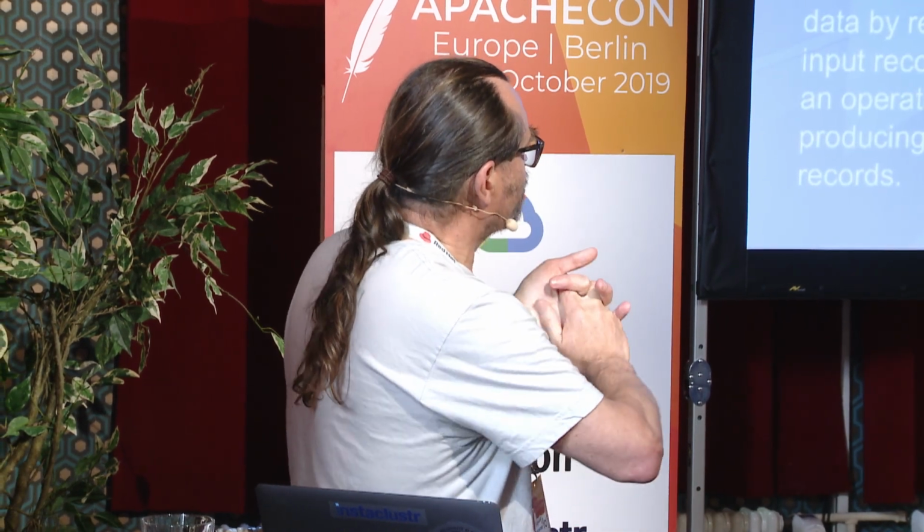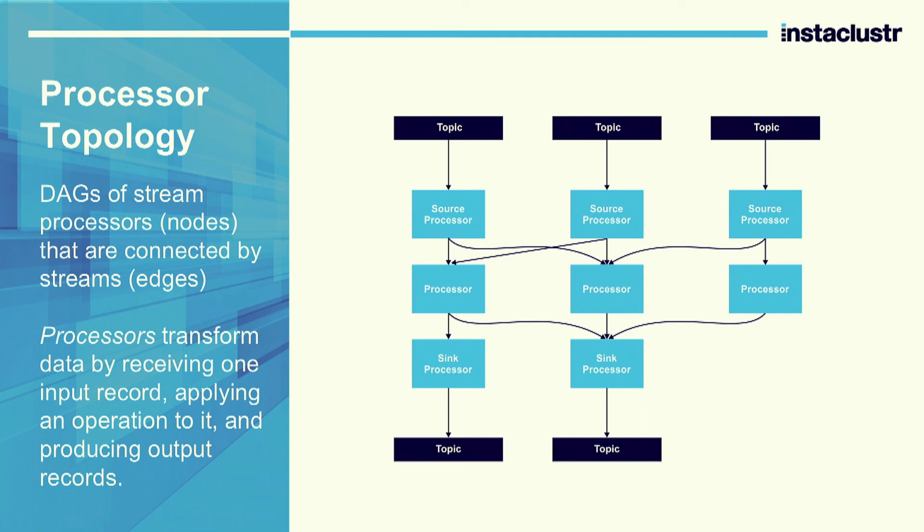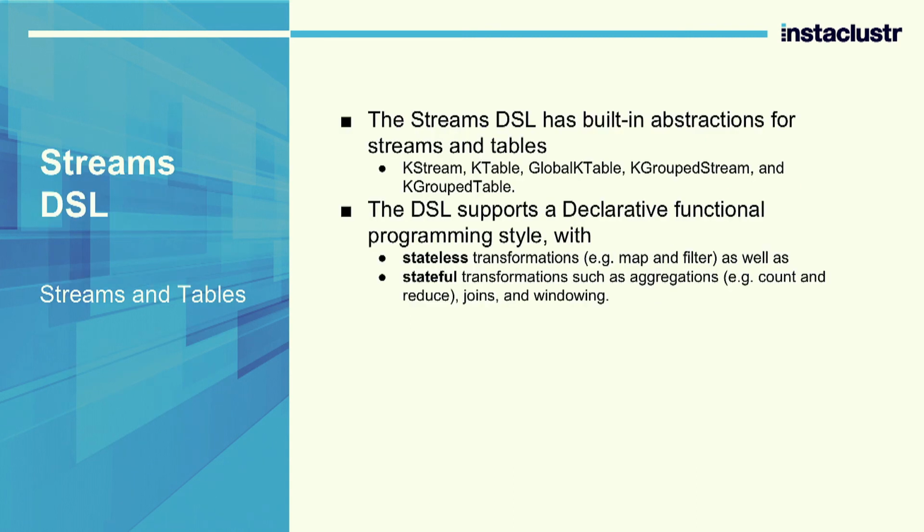So streams have a topology. A stream application is essentially a directed acyclic graph of stream processors called nodes that are connected by streams or edges. And they transform the data by receiving one input record, applying an operation to it, and then producing output records. There's a DSL for it. There is another mechanism which is a bit lower level again, but I only had a look at the DSL.